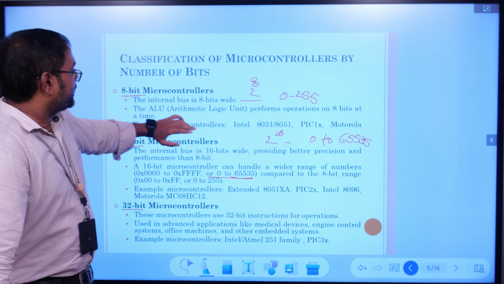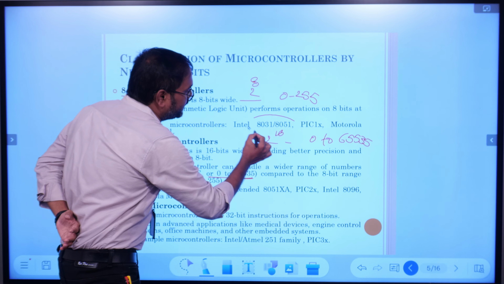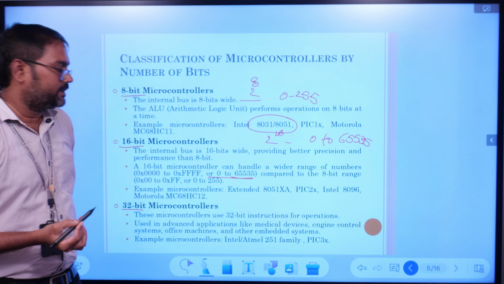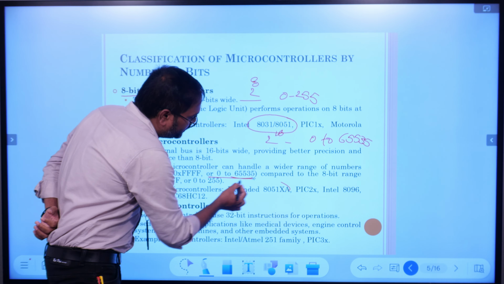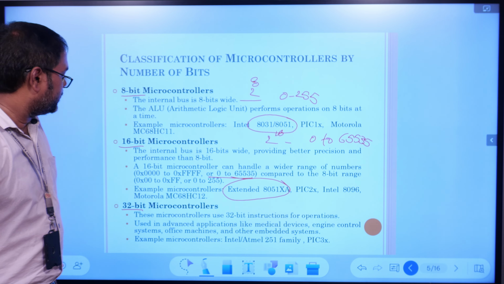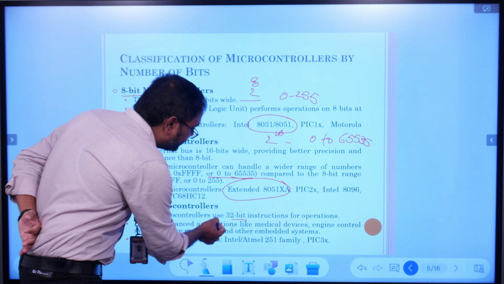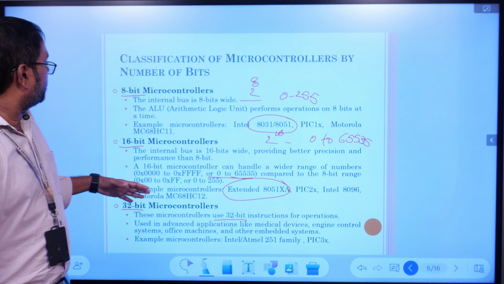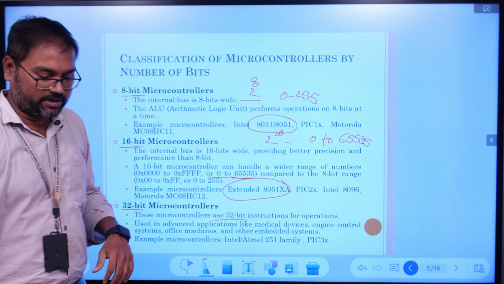And coming to the example cases, the Intel 8031 and 8051 are the examples of 8-bit microcontrollers. And similarly, the extended version of 8051 comes under the category of 16-bit microcontroller. And coming to the 32-bit microcontroller, here it can process 32 bits of information at a time. So this is about the complete classification based on the number of bits.